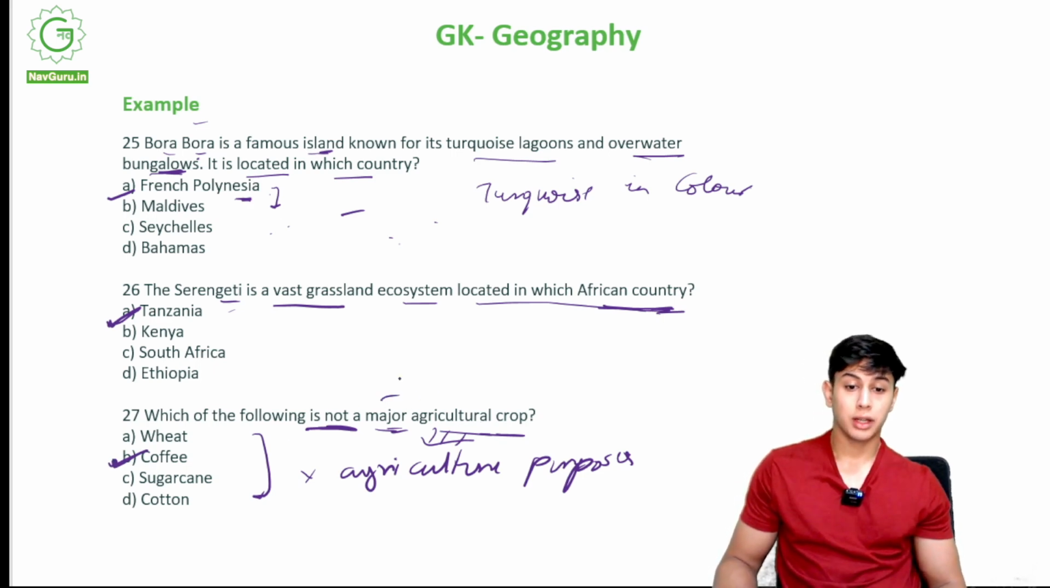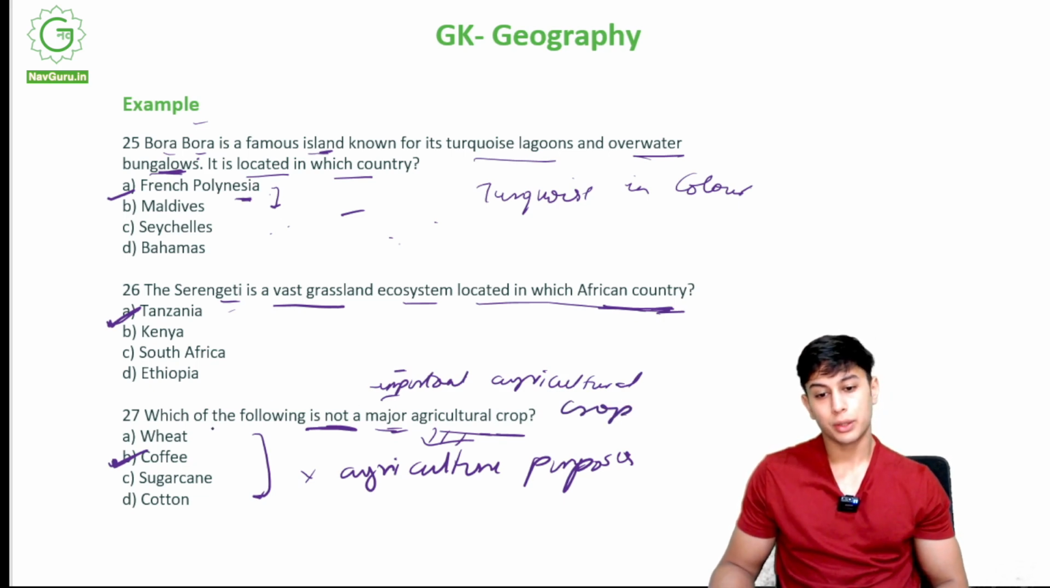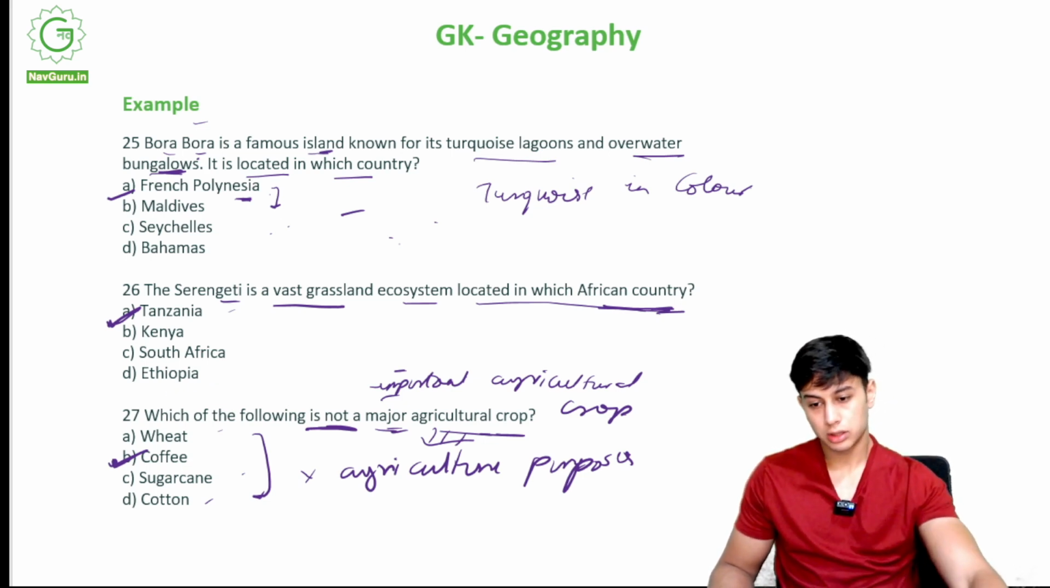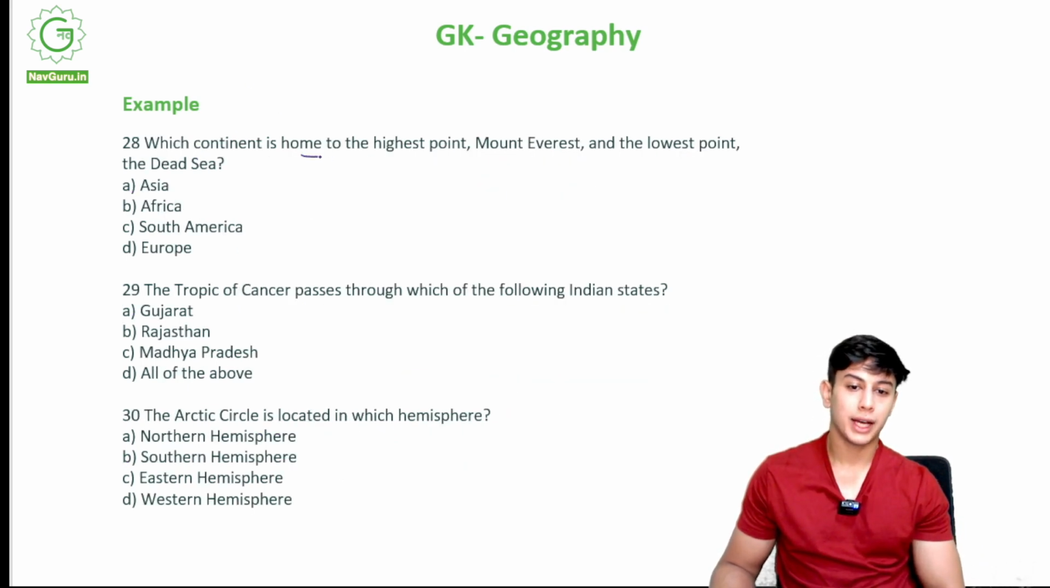It is an important agricultural crop, but it can only be grown in some areas. But wheat, sugarcane, cotton, these are grown over very large land in India, so it is coffee.